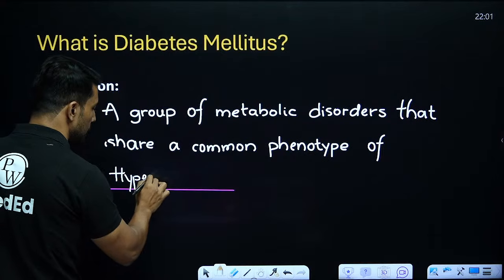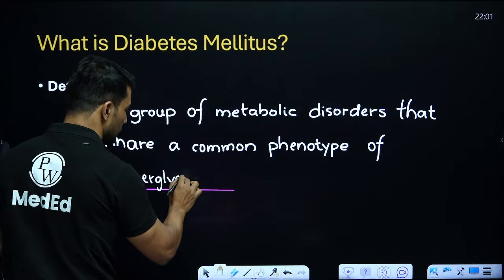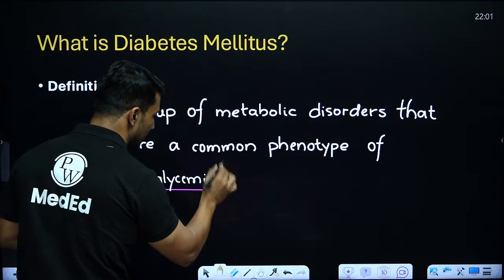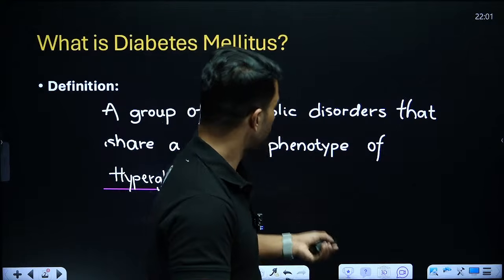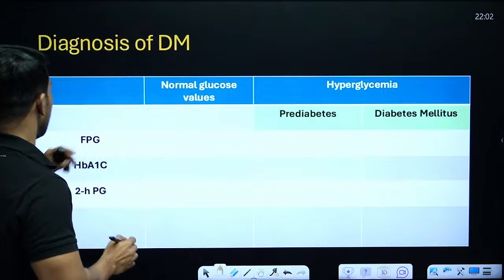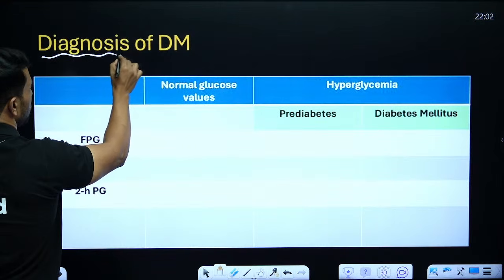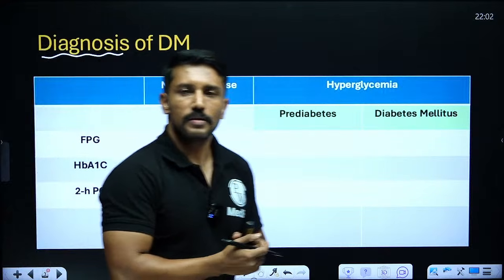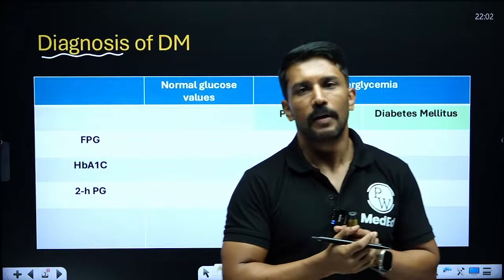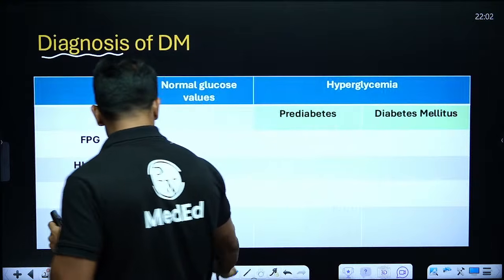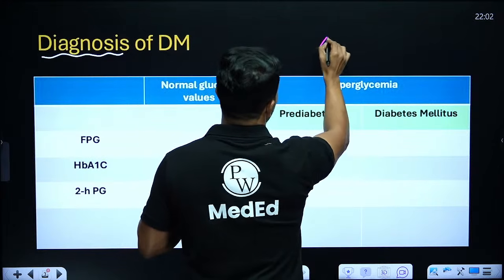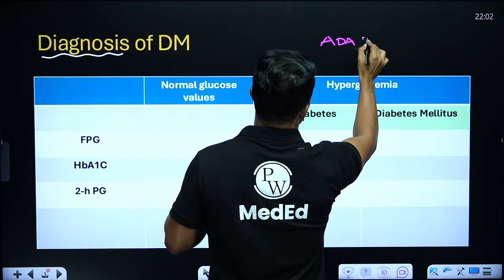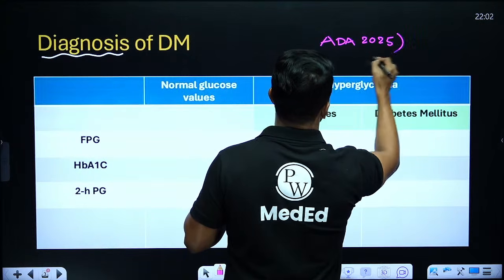So any condition where hyperglycemia is present, we can count it as diabetic. Of course, the underlying pathophysiology will be different. Now, the diagnosis of diabetes mellitus is what we will first talk about before we talk about the types. For the diagnosis, we will follow the American Diabetes Association or ADA guidelines, and right now I'm going to mention the ADA guidelines 2025.